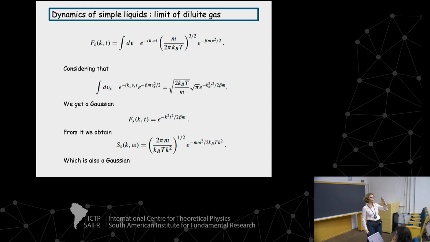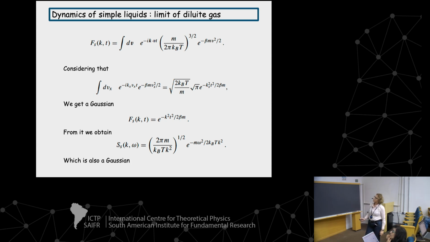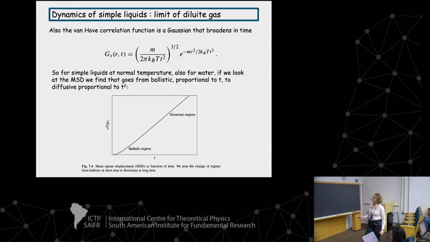So the mean square displacement has a slope of 2 at the beginning, in the log-log scale, and the f of q,t is a Gaussian in time, okay? And you will see the picture at the end, so you will frame all that I'm saying now better. So it's a Gaussian. From it, we obtain the self-intermediate scattering function, which is also a Gaussian in omega, okay? But this is still the dilute gas, or for a liquid, the short time behavior.